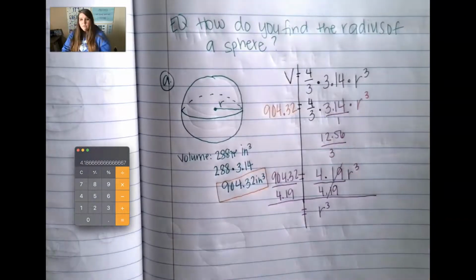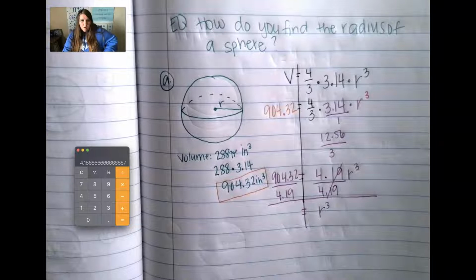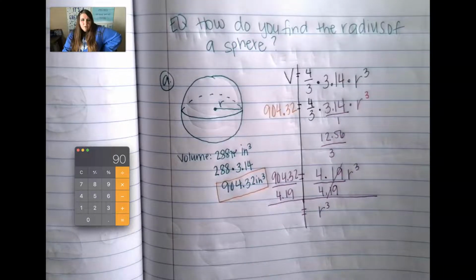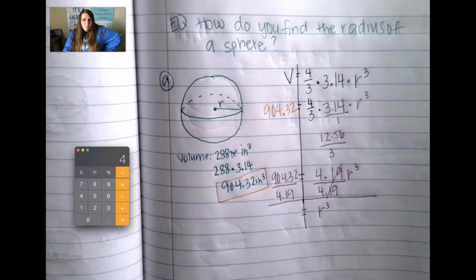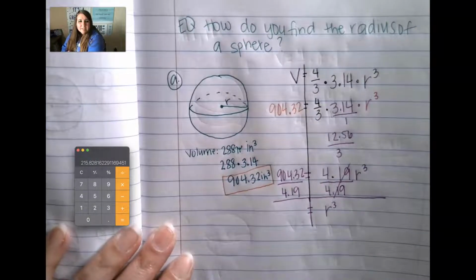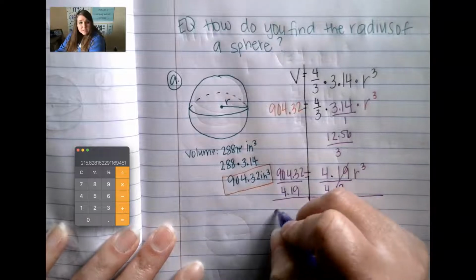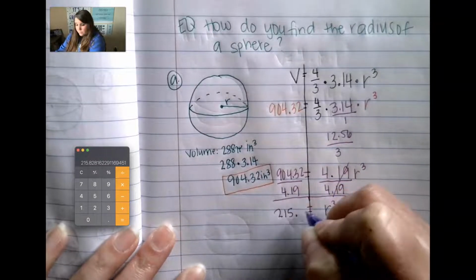equals 904.32 divided by 4.19. All right, so let's round to the nearest hundredth again. So that gives us 215.88.